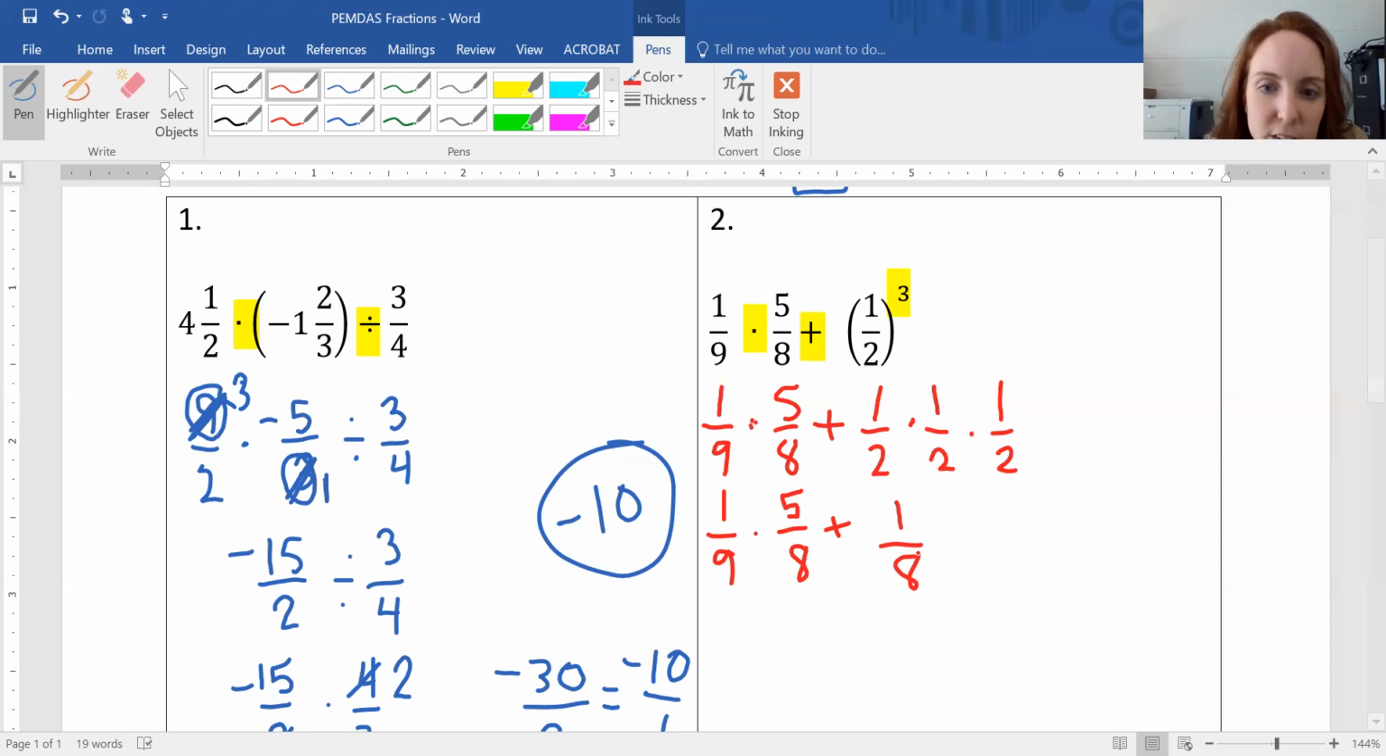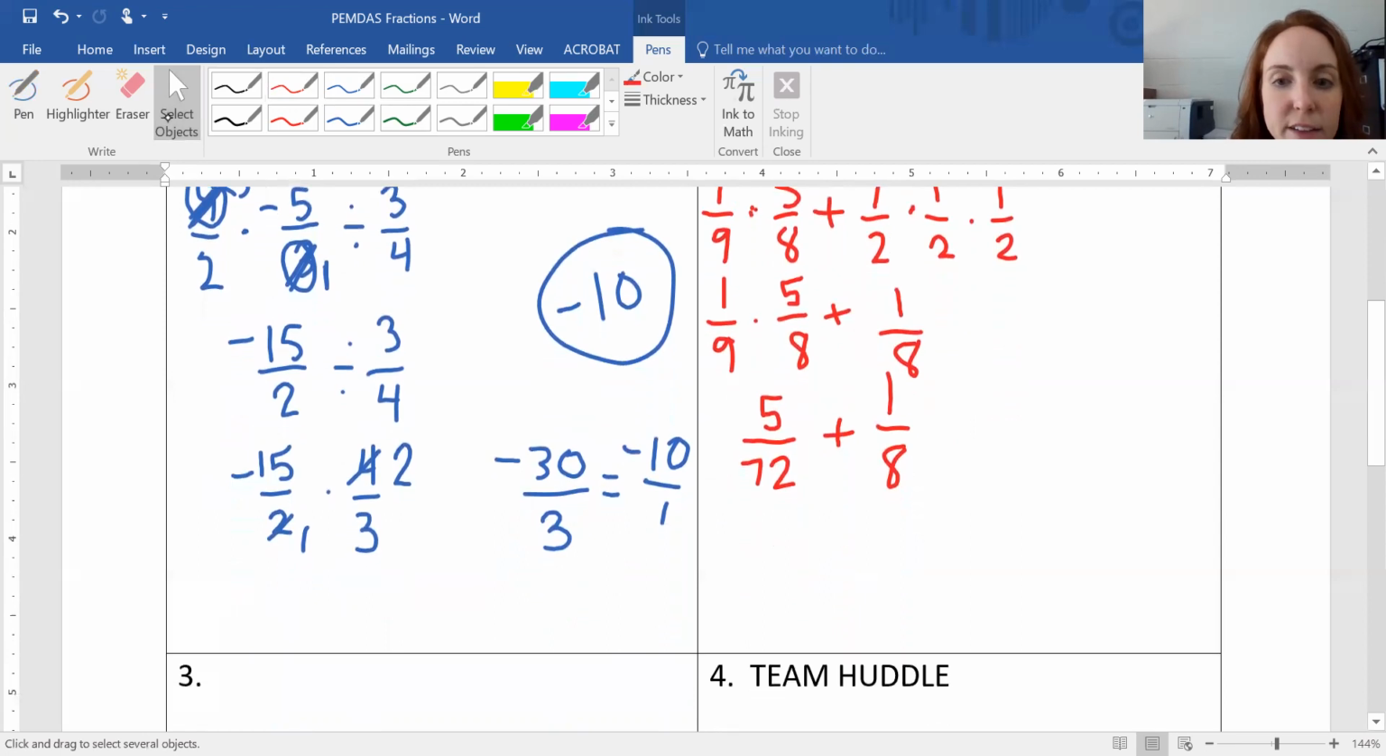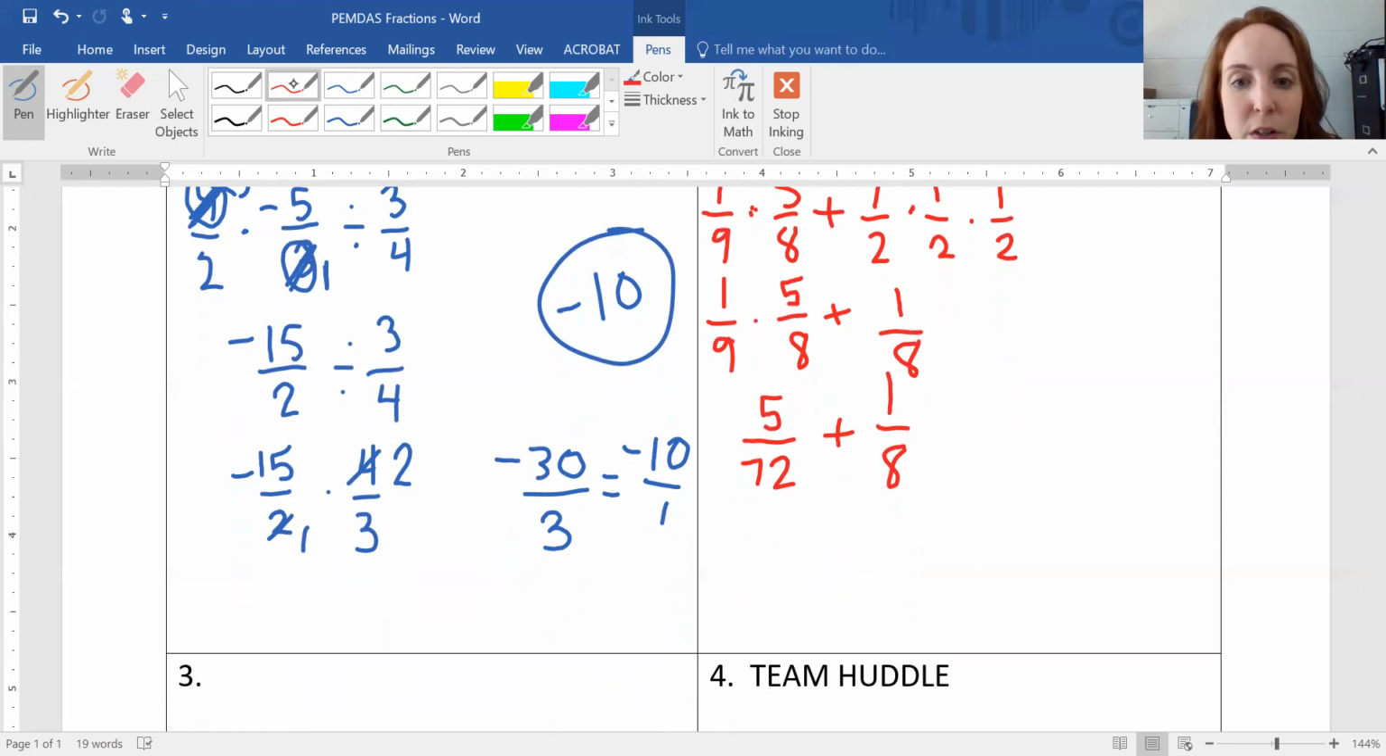So we've got the exponents done. Now we have multiplying and adding. According to PEMDAS, you have to multiply first. So I'm going to multiply 1/9 by 5/8. 1 times 5 is 5. 9 times 8 is 72. We're going to add 1/8 to that. And when we get to adding, adding's a little different than multiplying because we have to have a common denominator. And 72 and 8, those are our denominators. They are not the same. So we're going to have to multiply 1 and 8 by something so that we can reach that 72.